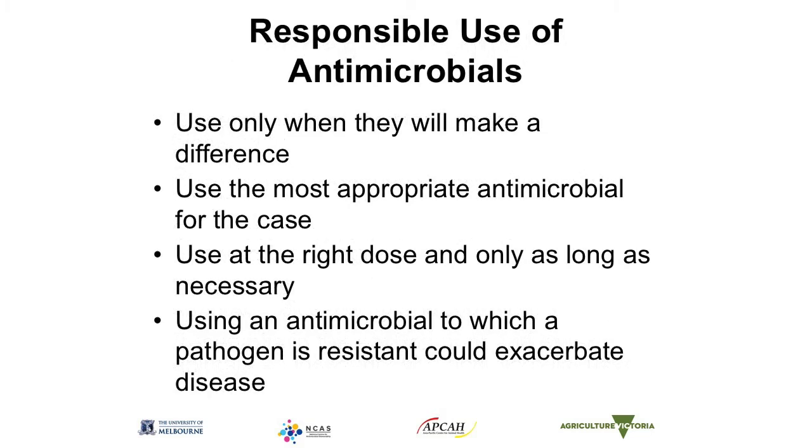So ultimately, other than imposing adequate biosecurity in our domestic animal species, the major thing we can do about restricting the development of antimicrobial resistance is to use our antimicrobial drugs responsibly. This requires us to use these drugs only when they're going to make a difference to the health and welfare of the animals that we are looking at. We should make sure that we use the most appropriate antimicrobial drug for the case that we are seeing. We should ensure that we always use these drugs at the right dose and only for as long as is necessary to achieve an optimal clinical outcome.